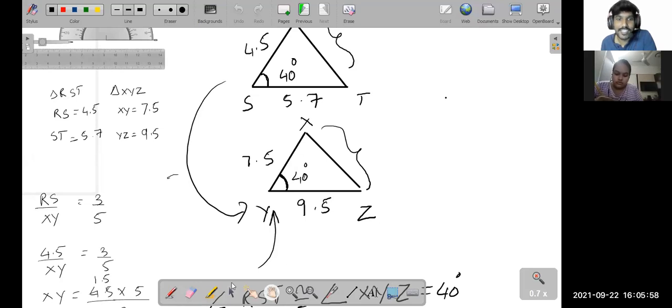Why? Put it outside. No, inside. How do you write the angle? I don't know. Like this. Do this way and write this way. Here, how I have done 40 that way, here also 40 degree. Also, you have not written like this.